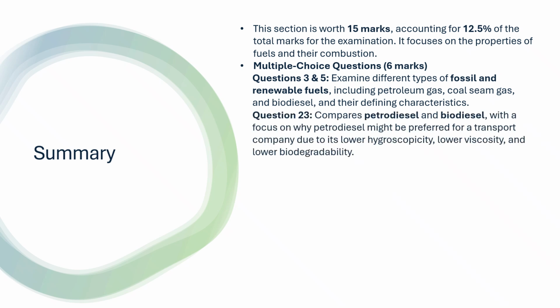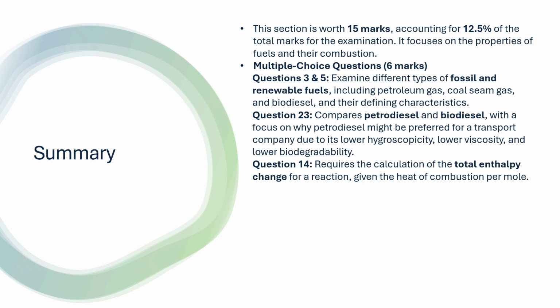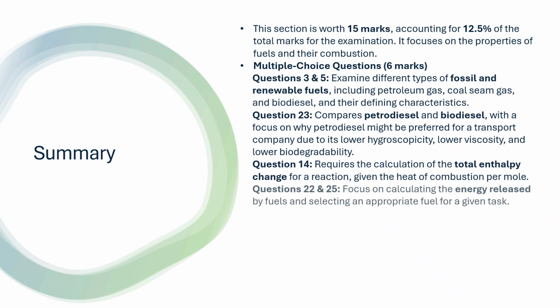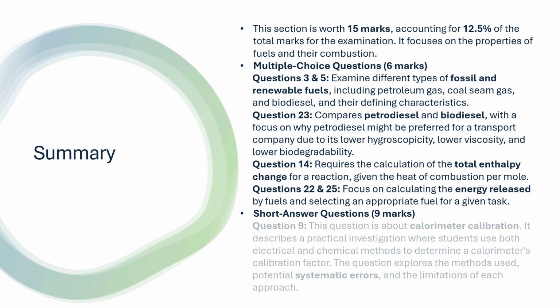Question 23 compares petrodiesel and biodiesel, with a focus on why petrodiesel might be preferred for a transport company due to its lower hygroscopicity, lower viscosity, and lower biodegradability. Question 14 requires the calculation of the total enthalpy change for a reaction, given the heat of combustion per mole. Questions 22 and 25 focus on calculating the energy released by fuels and selecting an appropriate fuel for a given task. Short answer questions, 9 marks.